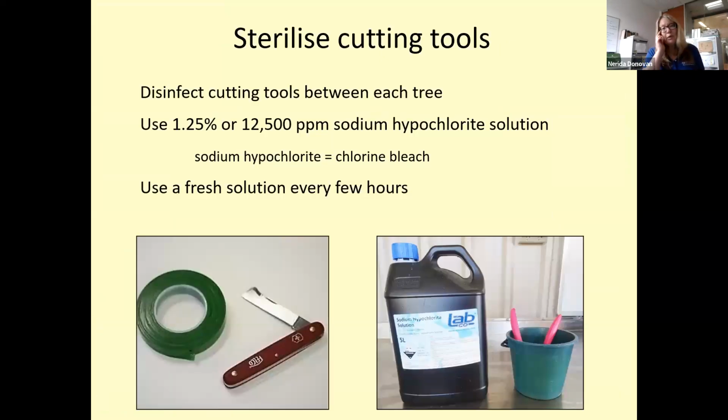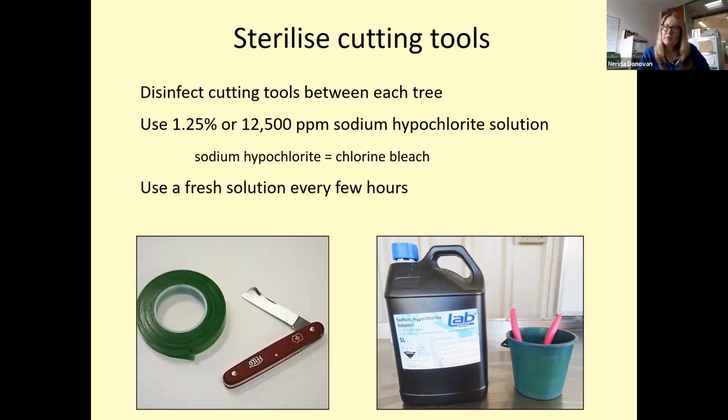So it's an important point that ethanol, using alcohol, doesn't kill these viroids. So you need to disinfect your cutting tools between each tree using bleach, using sodium hypochlorite solution. Now, it might sound like a strange number, 1.25%. It's got to be above 1%.